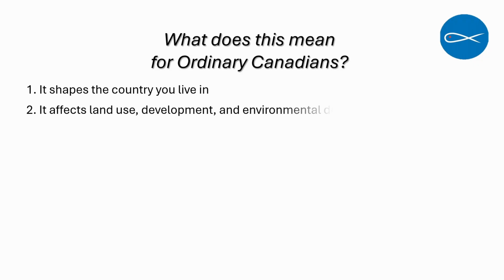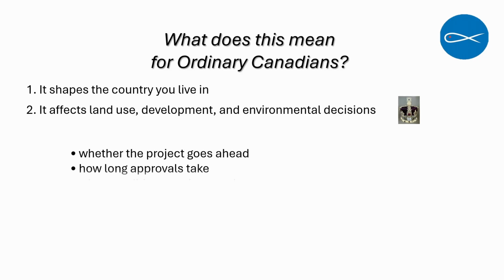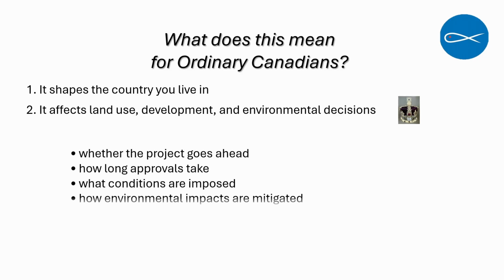Secondly, it affects land use, development, and environmental decisions. If you live near a proposed mine, wind farm, pipeline, or highway, the honor of the Crown is part of the process that determines whether the project goes ahead, how long approvals take, what conditions are imposed, and how environmental impacts are mitigated. This isn't a special favor to Indigenous peoples. It's a constitutional requirement that should ensure decisions are made responsibly and with proper consultation. Ordinary Canadians benefit from the higher standard of accountability.